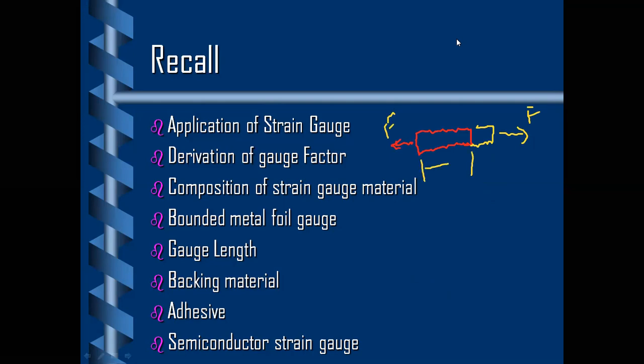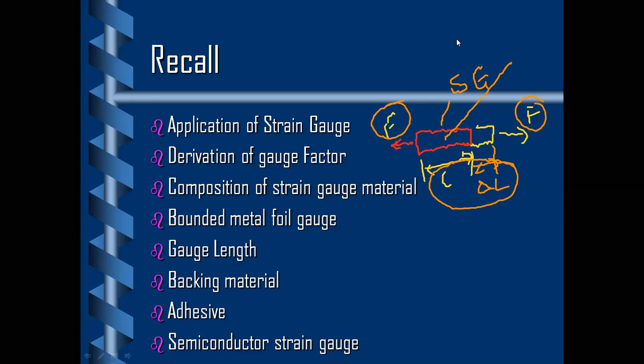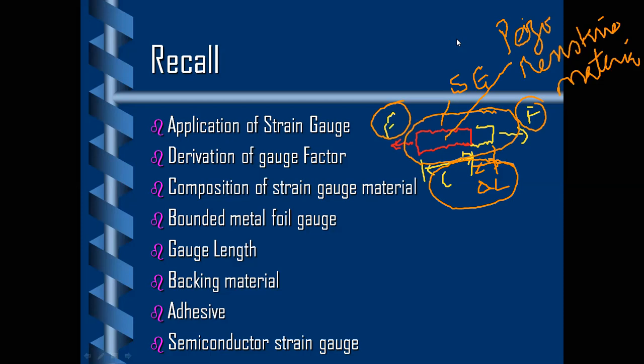At the first instant we had the length L, and after applying a force we get a change in length, that is delta L. So over here, the change we get after applying this force F on the strain gauge is the change in length. The material used is a piezoresistive material, which has been used for designing this strain gauge.